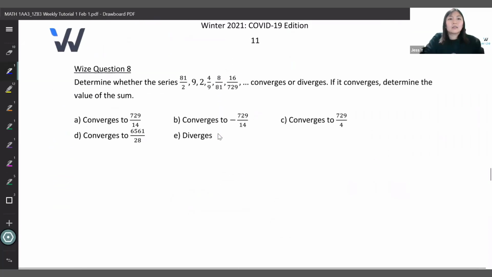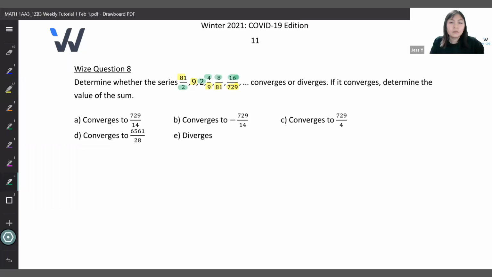Okay, question 8. We want to determine whether this series converges or diverges. It looks messy, there's a lot of fractions. If it converges, we want to determine the value of its sum. Whenever you're given a series where you're not given the formula of the partial sum or the a_n term, instead you're given the first few terms, you want to try to spot some kind of pattern. I'm seeing a lot of 81s, 9s, 729. Those are all multiples of 3. And then I'm seeing some 2s, 4s, 8s, 16s. Those are all powers or multiples of 2.